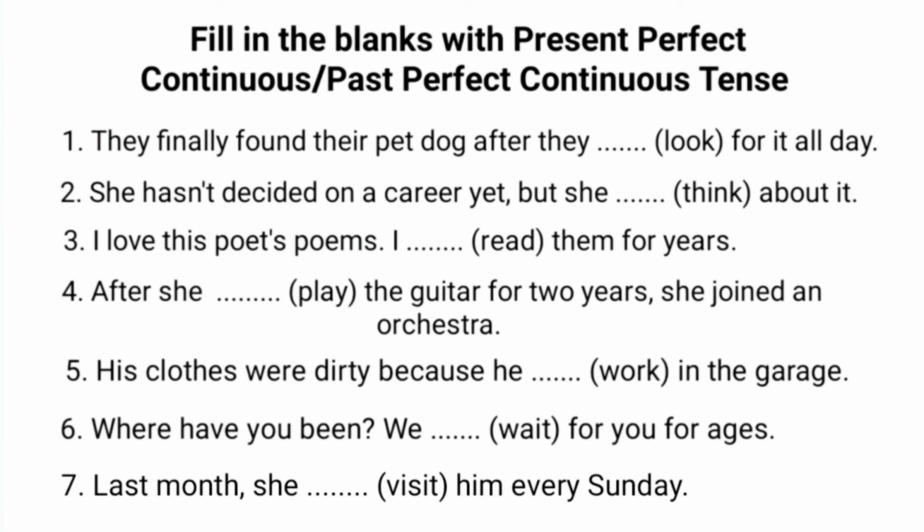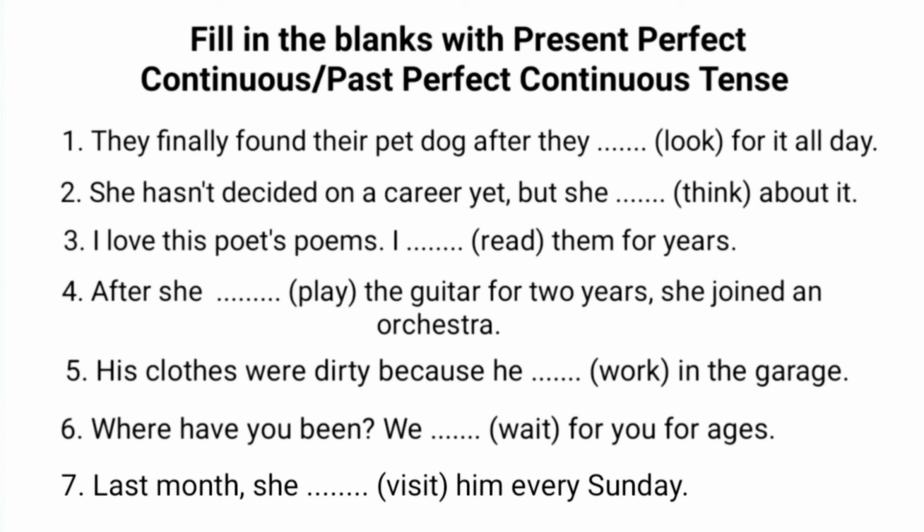Number 2, she hasn't decided on a career yet, but she dash think about it. Here hasn't decided is in present. So the tense which connects the past and the present is present perfect continuous tense. So finally this sentence is like this. She hasn't decided on a career yet, but she has been thinking about it.